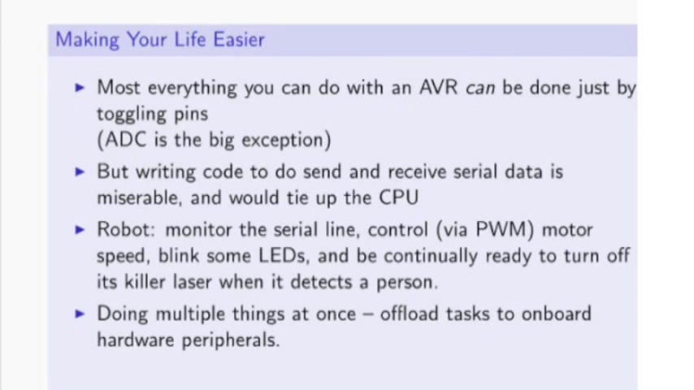Monitoring the serial line, that's the serial hardware peripheral's job. Controlling the motor speed, that's the PWM peripheral's job. Blinking LEDs, yeah, we can hand that off to the timer counters again. Looking for a button to be pressed for maybe bumping into somebody, that's a job for the interrupt system. The point is there's all these onboard hardware peripherals which can do all of these things for you. And so it'll seem to your CPU and your code like it's doing all of these at once.